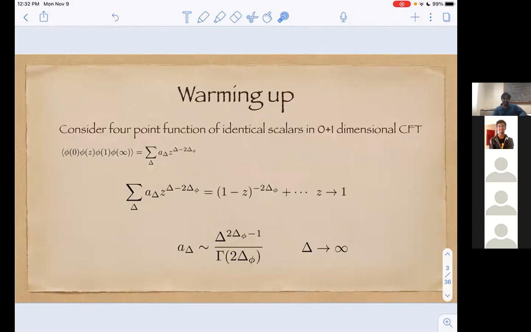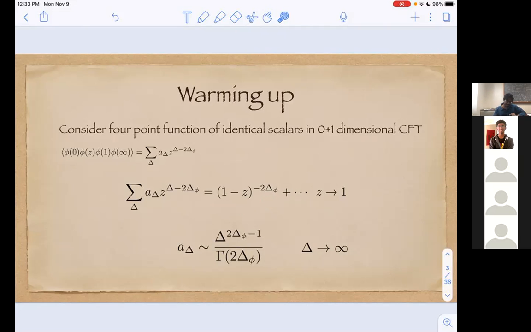We can warm up by considering a 4-point function of identical scalars in a 0 plus 1-dimensional CFT. So let us consider these 4 identical scalars, and let us write it down in the S channel using the scaling block. So this is the most simplified version. We can write it down as some expansion in z. This is a valid expansion in the z going to 0 limit. And we can see in the z going to 1 limit, this of course diverges. And this divergence is captured by the T channel expansion.